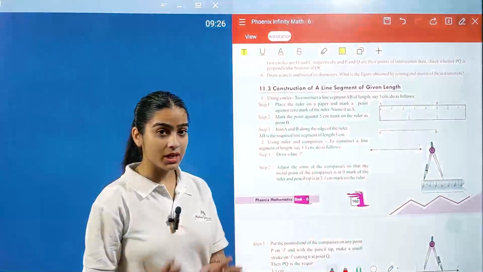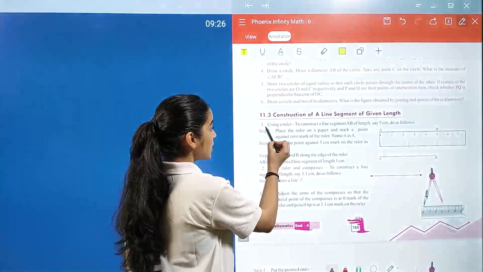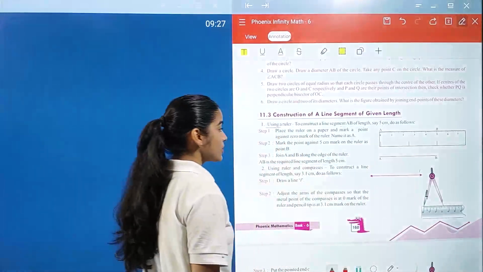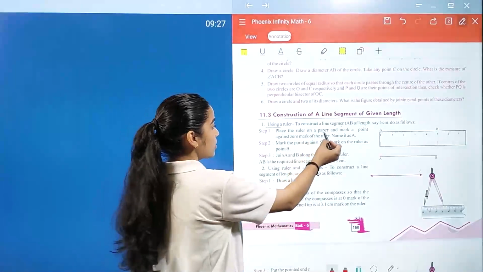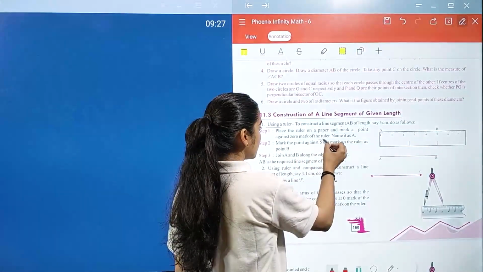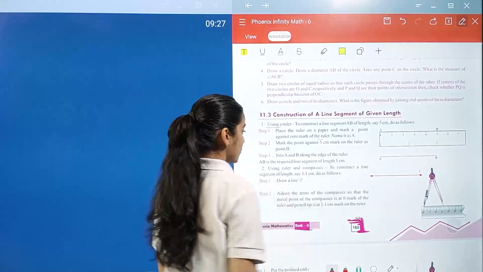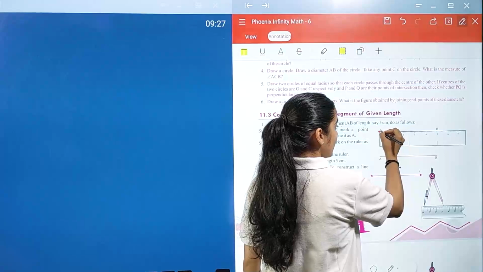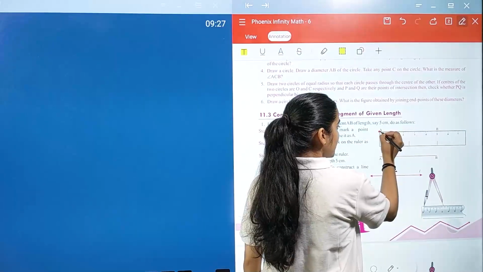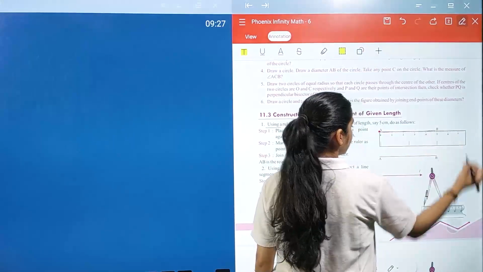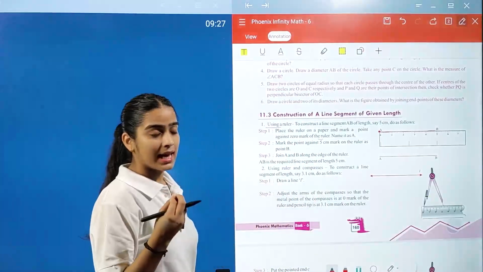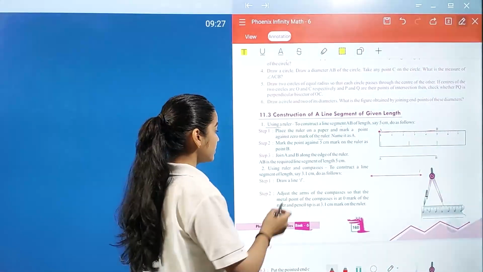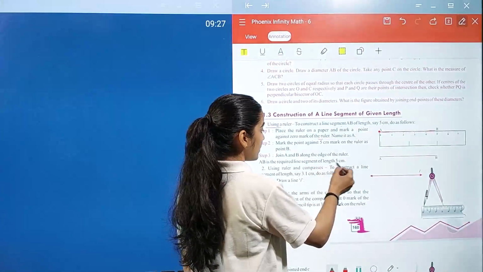Now we move forward to the next concept where we have construction of a line segment of a given length. This is very easy. Using a ruler to construct a line segment AB of length say 5 centimeter, do as follows. First of all, take your ruler, place the ruler on a paper and mark a point against the 0 mark of the ruler, name it as A. This is your ruler. Start your line from 0 and place your pencil till 5 centimeter. That is what you have to do here, and your line segment is formed with the help of a ruler. AB is the required line segment of 5 centimeter.